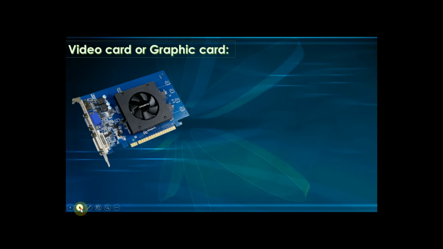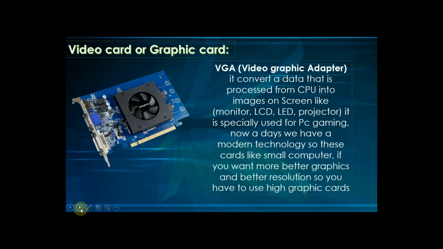Video card or graphic card. VGA. VGA means video graphic adapter. It converts the data that is processed from the CPU into images on a screen like monitor, LCD, LED, projector. It is especially used for PC gaming. Nowadays we have modern technology, so these cards are like small computers. If you want better graphics and better resolution, you have to use high graphic cards. Mostly it is used for playing games.